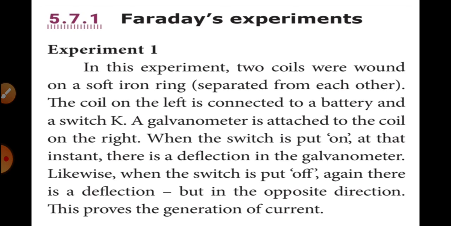When the switch is put on, at that instant there is a deflection in the galvanometer. Likewise, when the switch is put off, again there is a deflection, but in the opposite direction. So this proves the generation of current. Now we are going to see the diagram, so that it will be clearer.